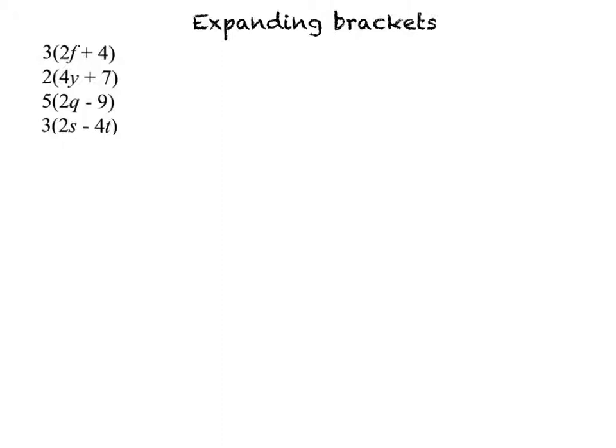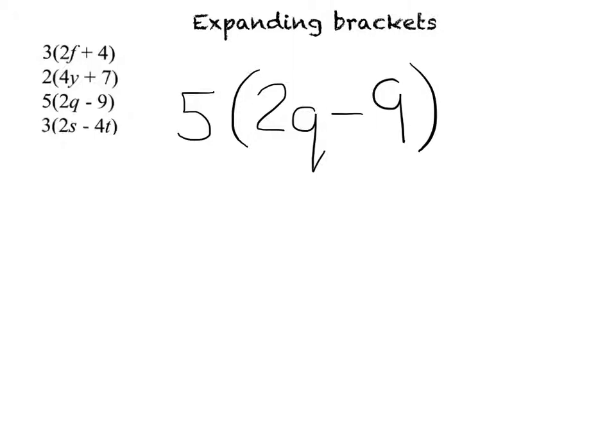Third one down. This time we've got 5 brackets 2q minus 9. This time we're going to have to do 5 times the 2q, then 5 times minus 9. So we're going to have to be careful. We're going to have to remember our negative number rules here. Let's draw our lines in to help us. So I've got to do that times that, and then that times the minus 9.